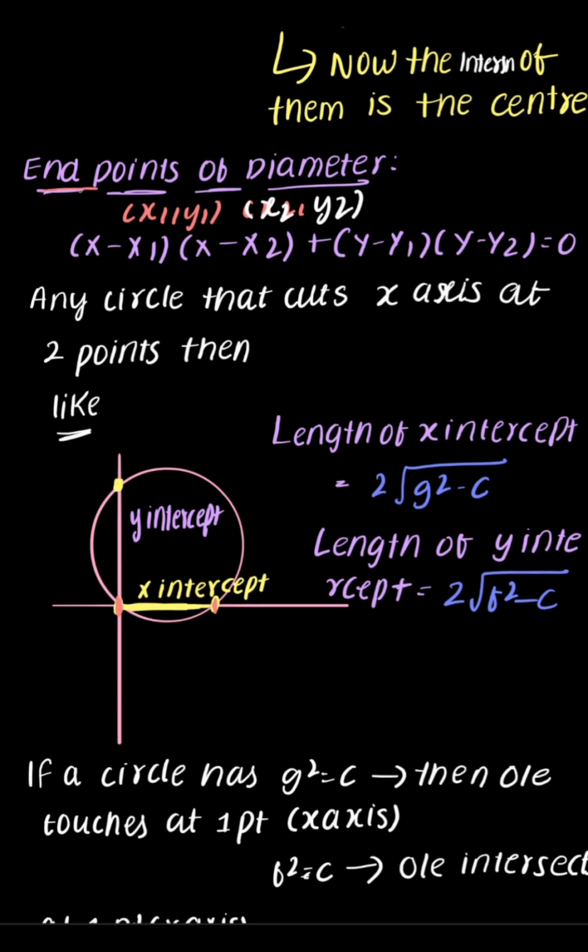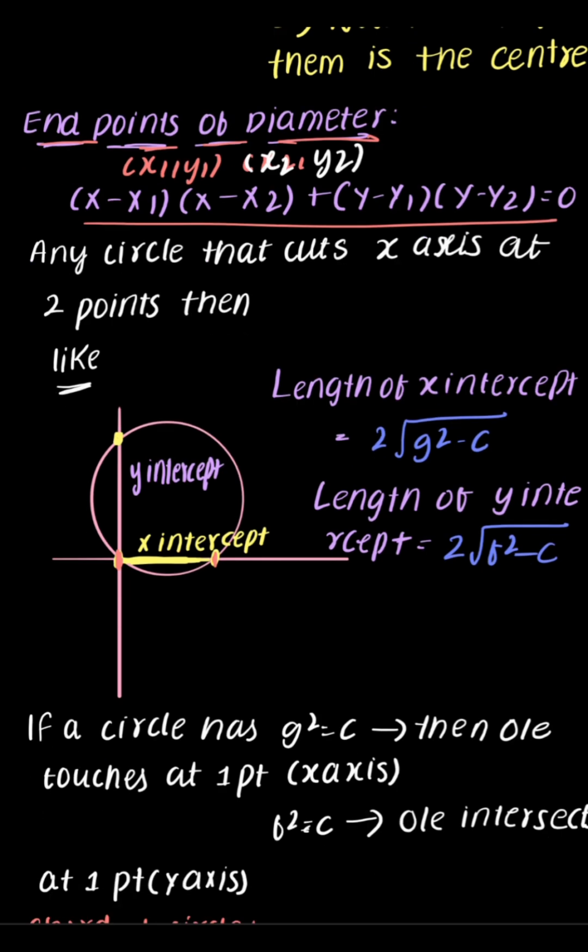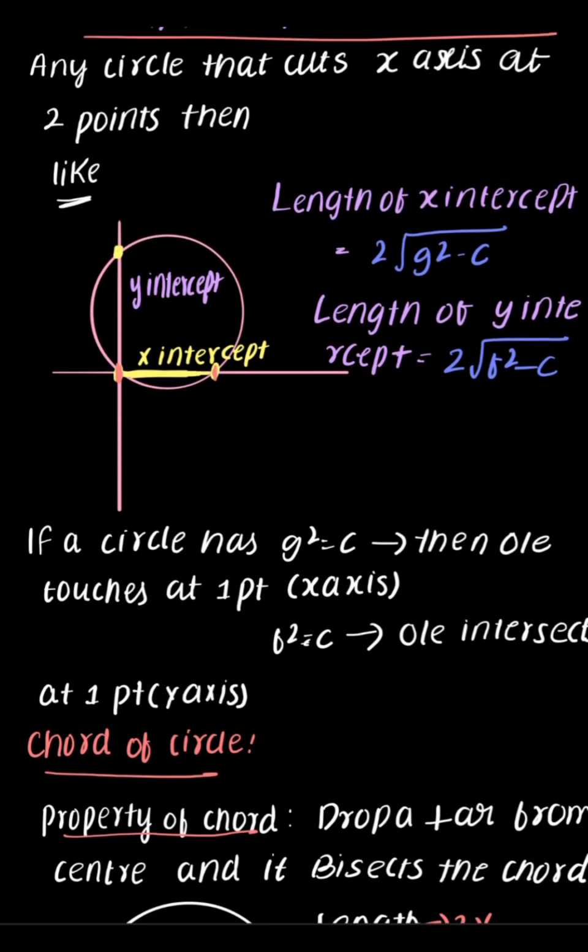So what happens if they give you the endpoints of the diameter? When endpoints of the diameter are given, basically what you're going to do is use this formula. If endpoints are (x1, y1), (x2, y2), just use this formula to get the equation of the circle.